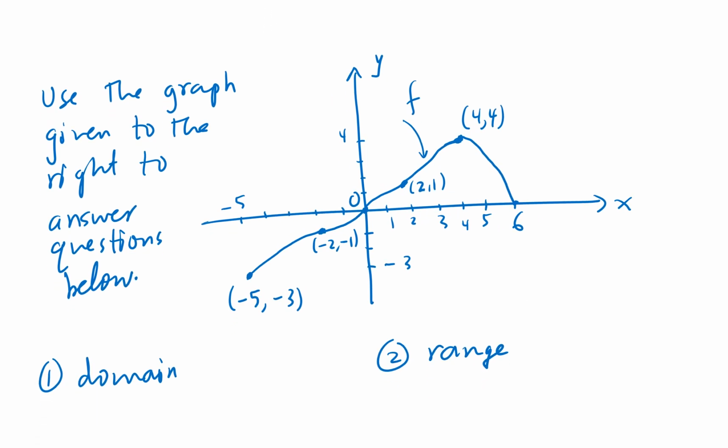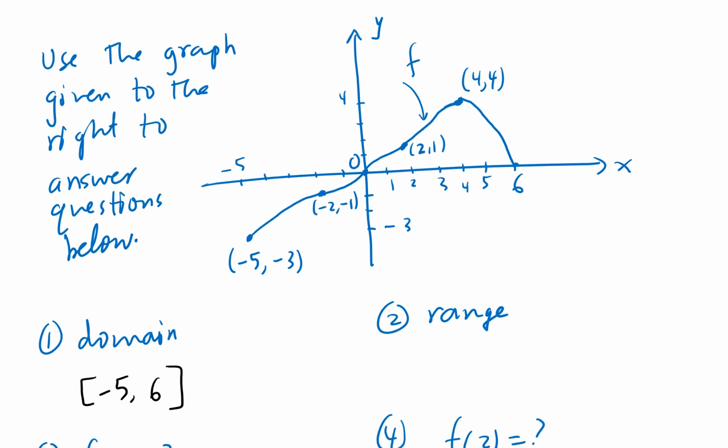What's the domain? Remember, domain has to deal with the x values. So if you start from the left to the right, you're going to hit the graph at exactly x equals -5, and it goes all the way to x equals 6. So that's the domain. For the range, from the bottom up, when you draw a line from the bottom, you start at -3, and this goes all the way up to 4. So that's -3 to 4. That's the range.